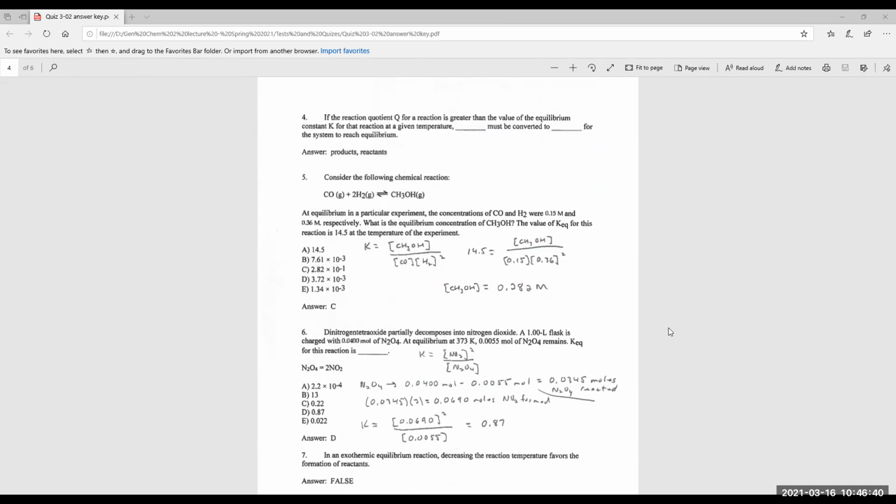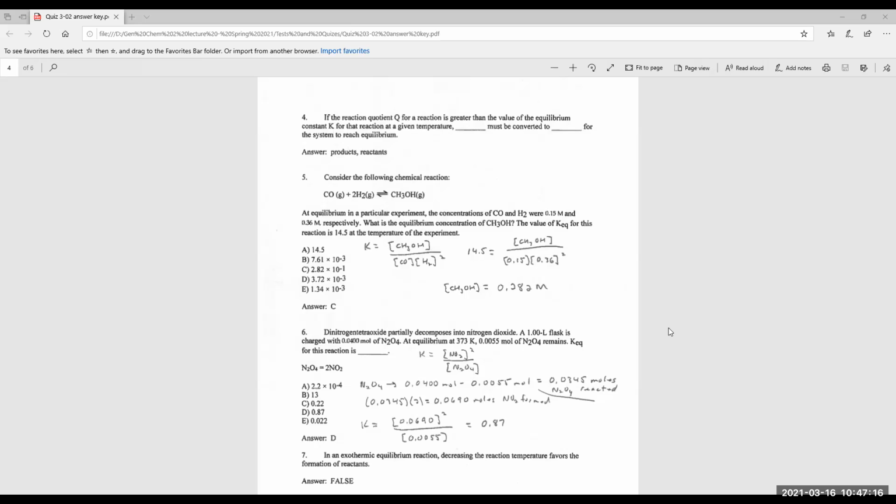In number 5, consider the following reaction: CO plus 2H2 going to CH3OH. We're told that at equilibrium, the concentrations of CO and H2 were 0.15 and 0.36, and we need to find the equilibrium concentration of CH3OH. We're also told that the equilibrium constant value is 14.5.